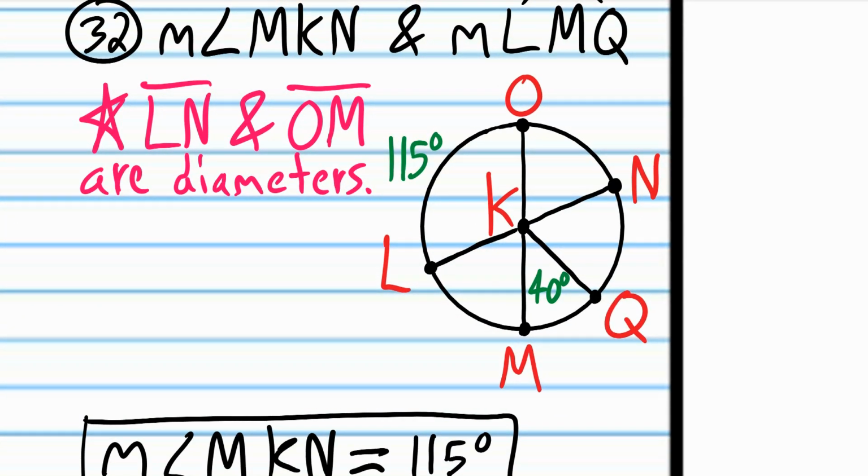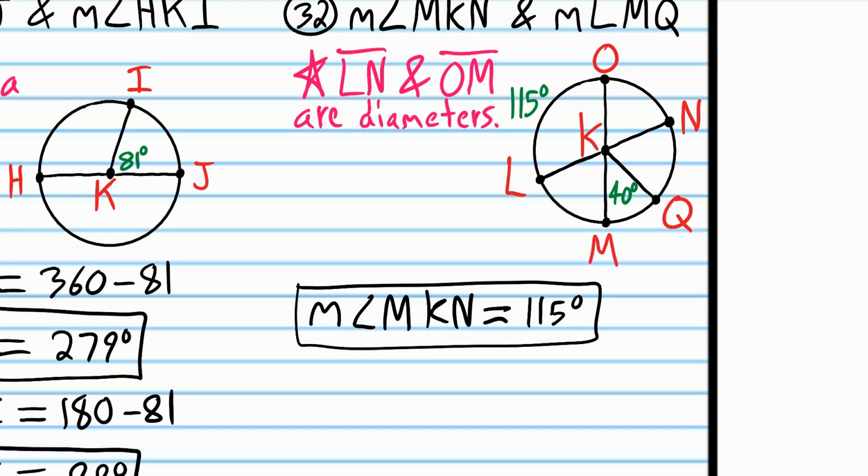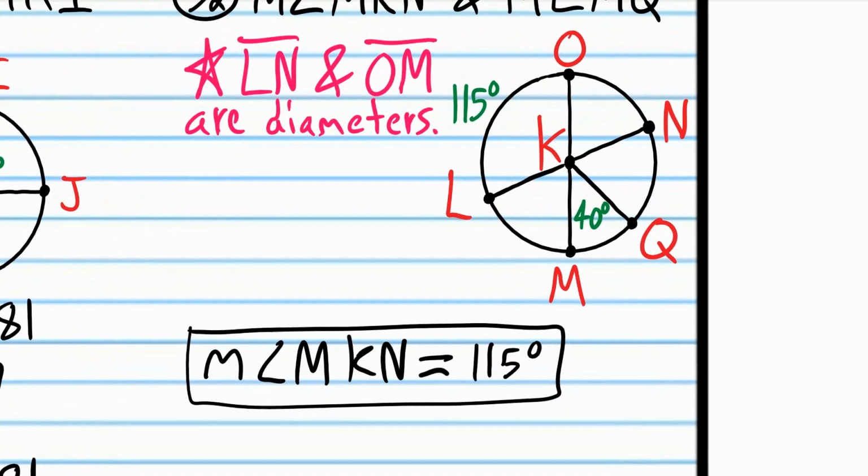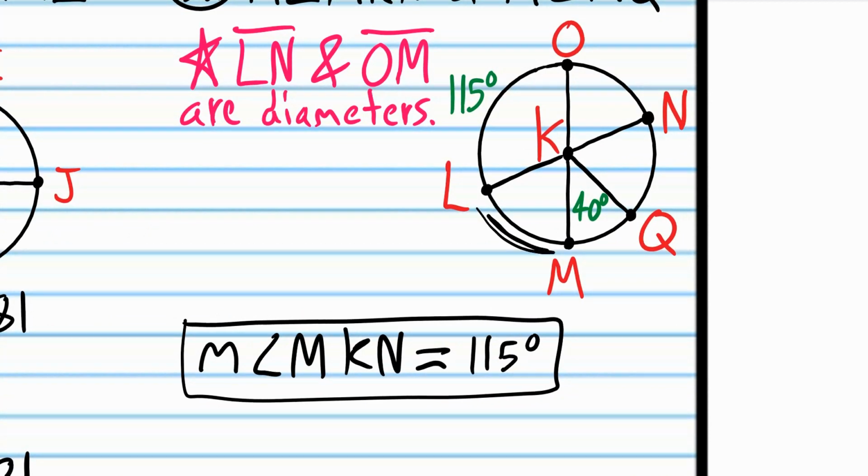But we know that this arc is 180 degrees all the way around. And we know that this arc is 115, so I'm going to use that. In fact, actually, we could use this arc also. So I'm just going to do that. I'm going to use this arc. We know that those arcs must add up to 180 degrees because this is a straight line segment. It's a diameter. So I'm just going to subtract 115 from 180, and that gives us this arc here.